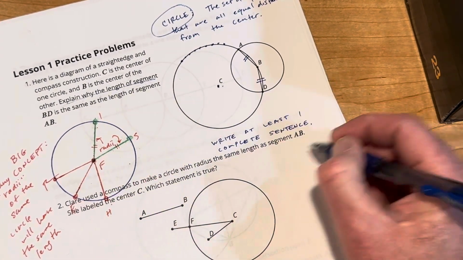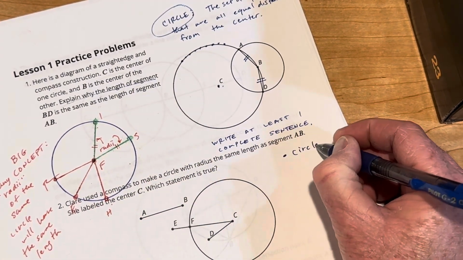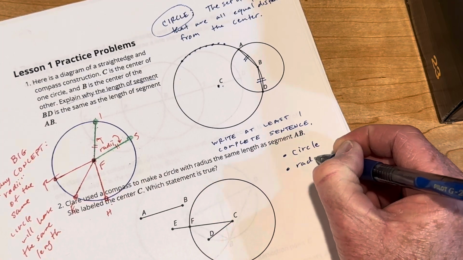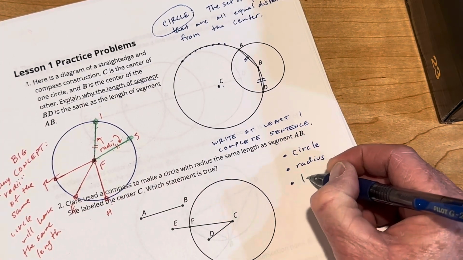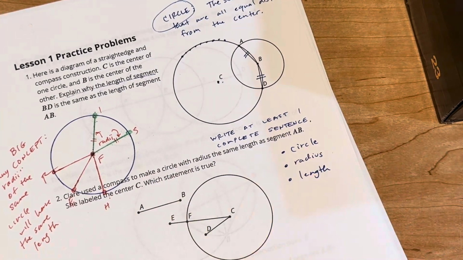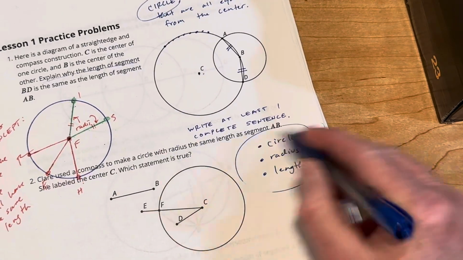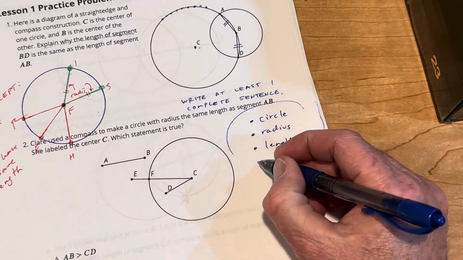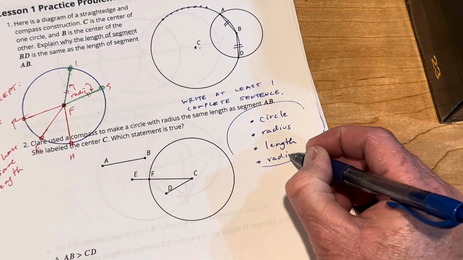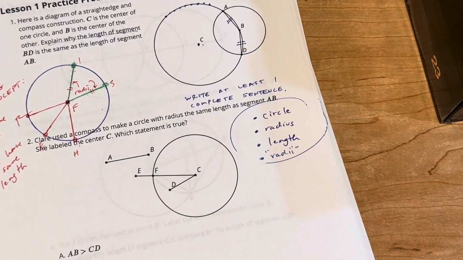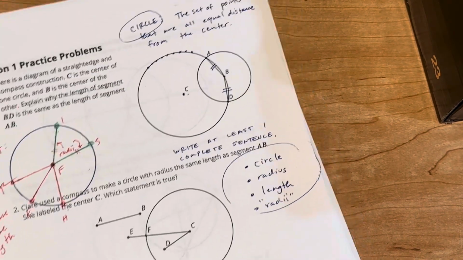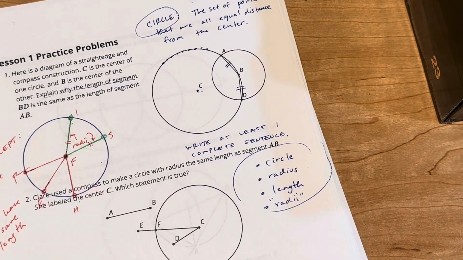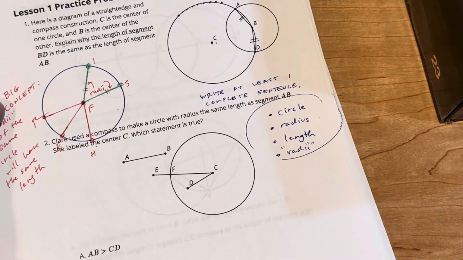You probably want to use circle, and you want to use the word radius, and then you probably want to use the word length. So if you can come up with a sentence using the word circle, radius, length, and then radii would really impress me. If you could use radii, that'd be awesome. That's the plural of radius. All right, let's go to number 2.